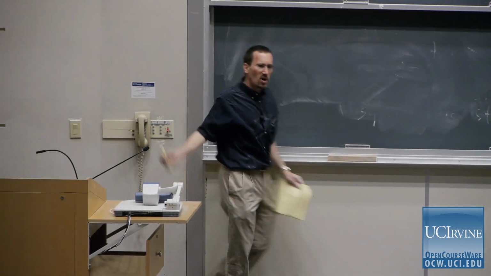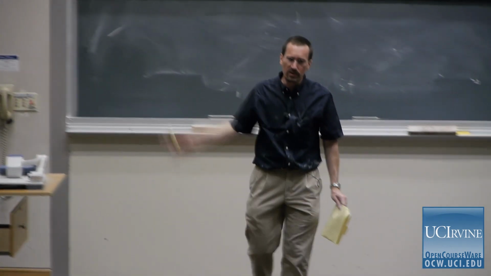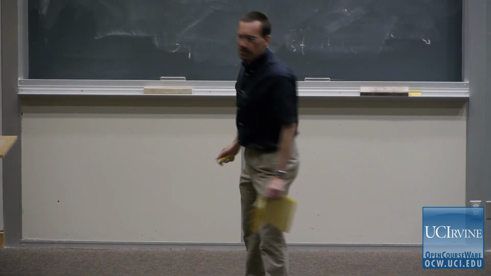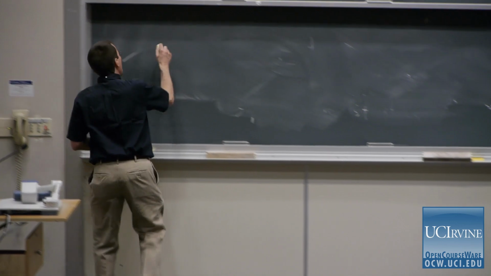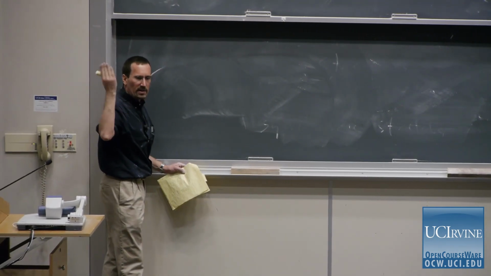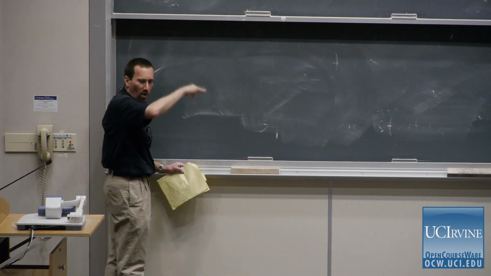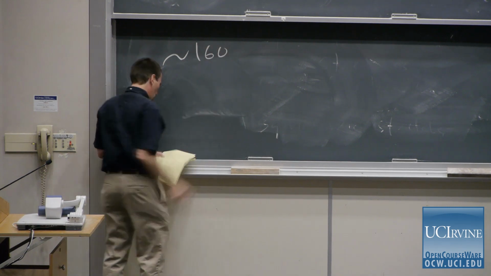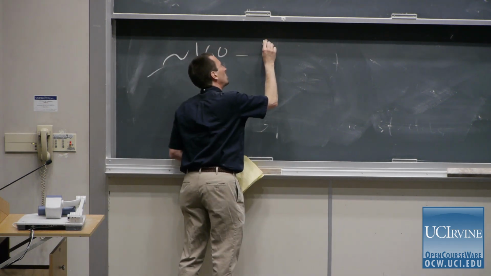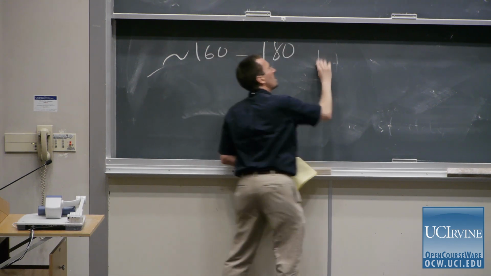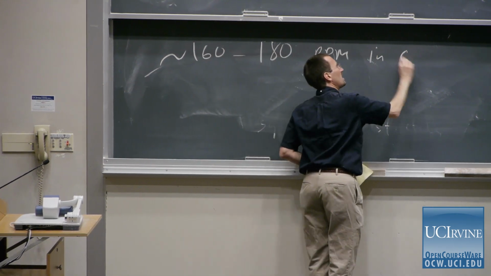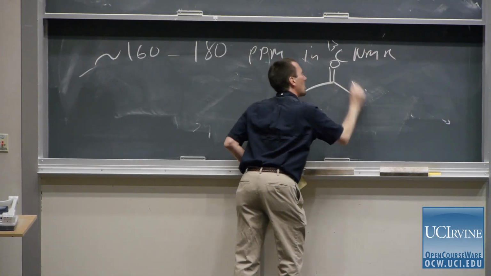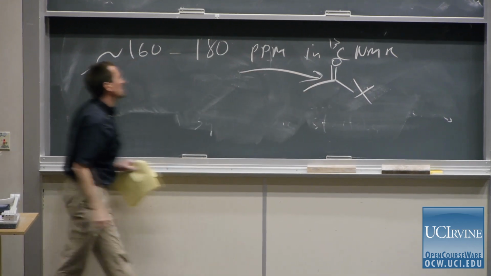In the carbon-13, carbonyls in general are way downfield of the aromatic region. So in general, you can pick out carbonyls. Carbonyls in ketones and aldehydes are typically around 200 ppm, a little bit more, 220, 190, somewhere around there. Typically for the whole carboxylic acid family, we're talking about 160 to 180 ppm in the C13 NMR.